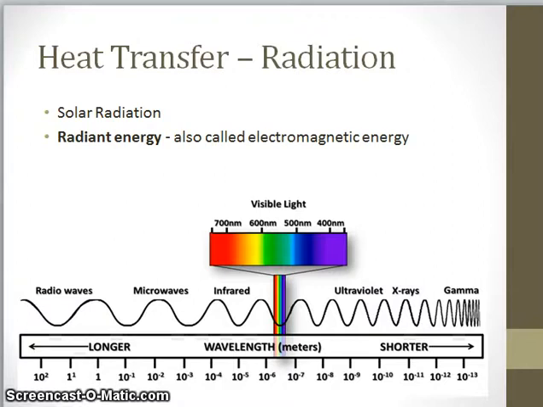Just remember, in the previous video we talked about the electromagnetic spectrum. When we talk about radiation, we're talking about incoming solar energy, or radiant energy coming from visible light and ultraviolet light, having that hit the Earth's surface and be converted to long wave radiation.